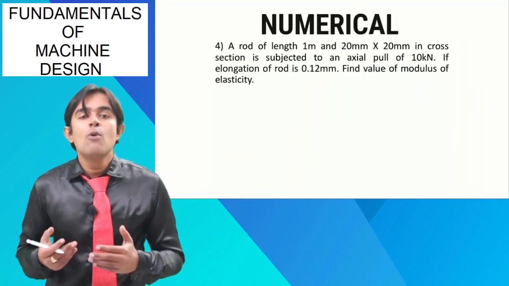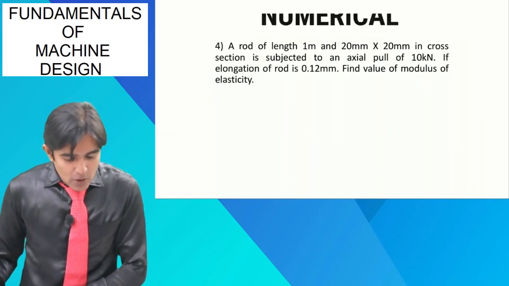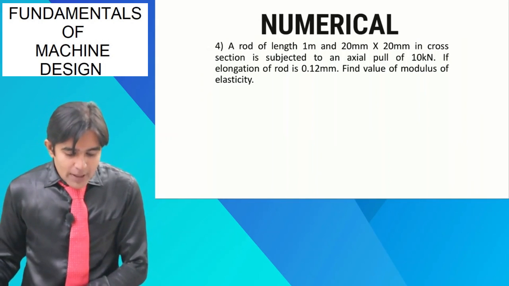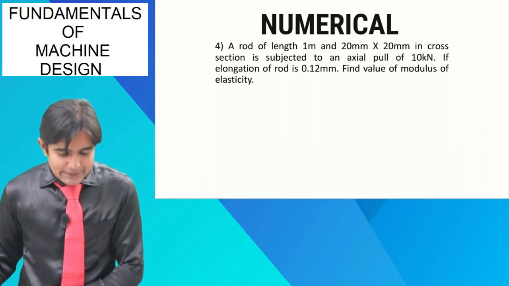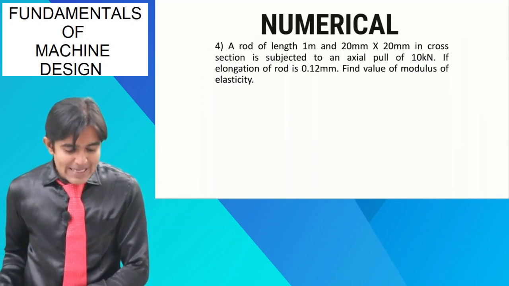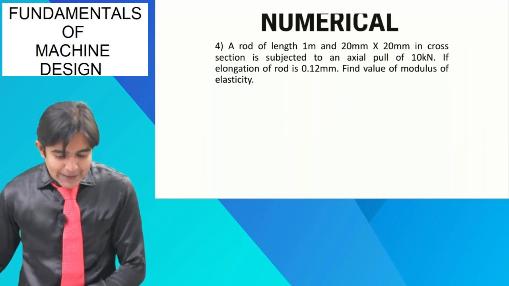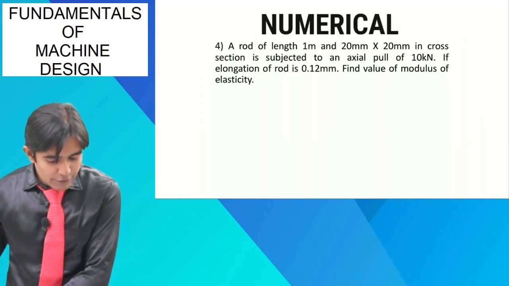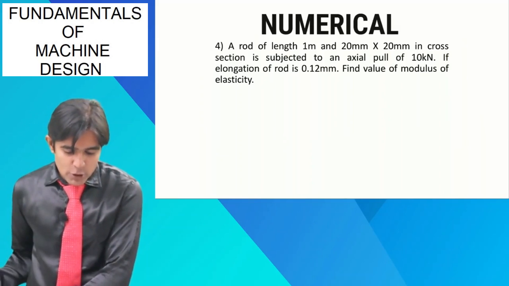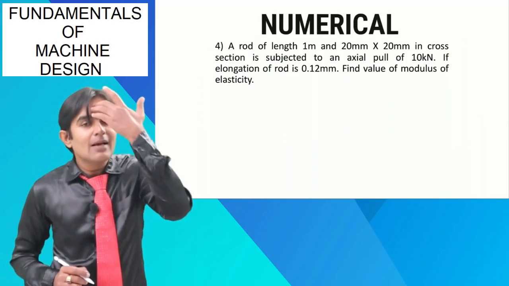Let us solve one more numerical on modulus of elasticity. There is a rod of length 1 meter with a 20 mm into 20 mm cross section, subjected to a pull of 10 kilonewton. The elongation of the rod is 0.12 mm. Then we need to find out the modulus of elasticity.